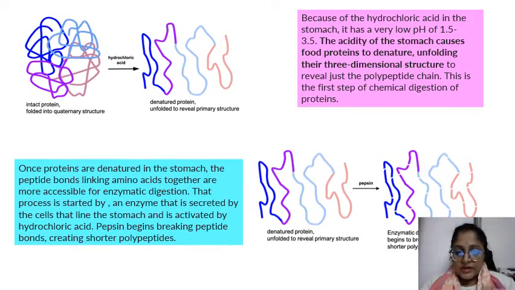Now, the stomach has very important functions. First of all, the stomach has hydrochloric acid in it, and you know that it has a very low pH of 1.5 to 3.5. Now, what happens to the food, or especially to the protein, in this acidic condition within the stomach?